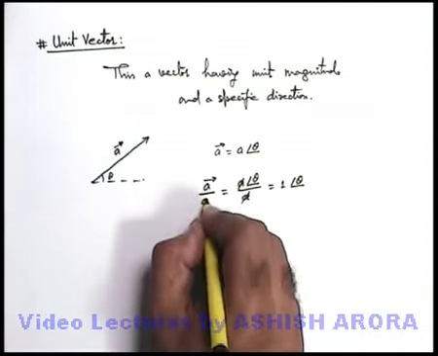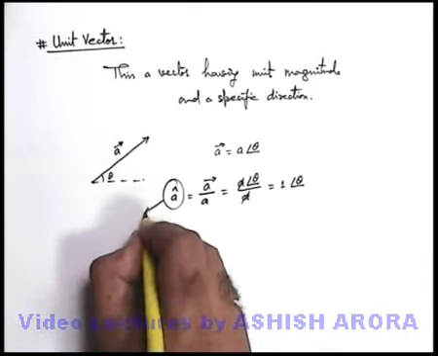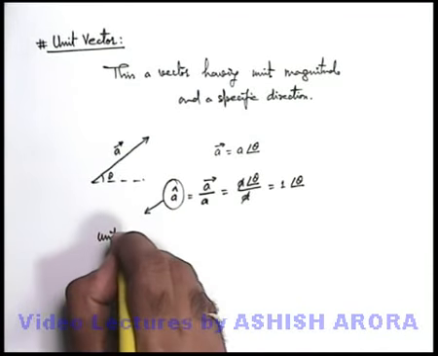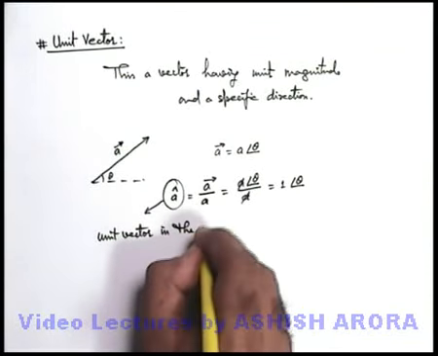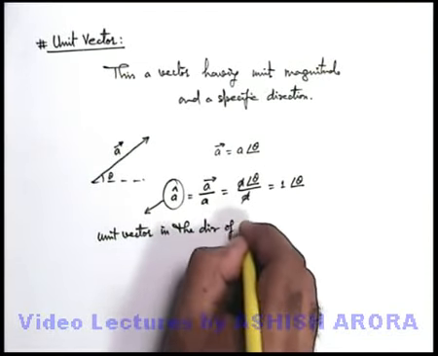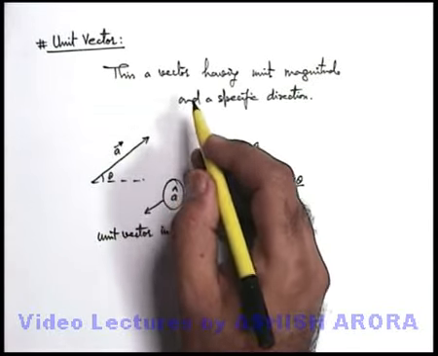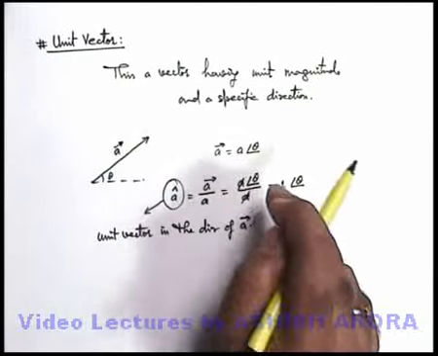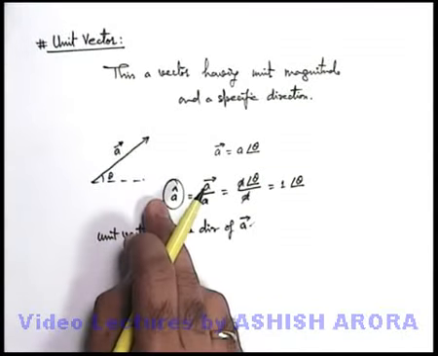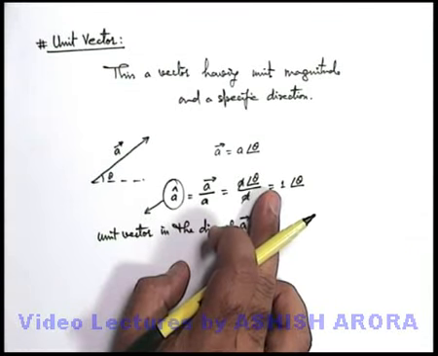So this A vector by A is written as A cap, where A cap is the unit vector in the direction of A vector. If there are n different vectors in this direction, then for all of them the unit vector can be written as A cap, because it has the same direction but magnitude equal to 1.